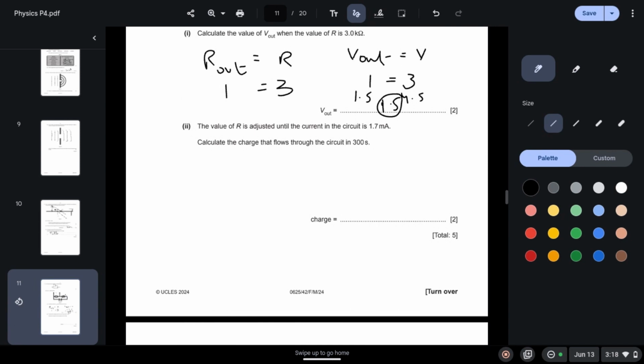The value of R is adjusted until the current in the circuit is 1.7 milliamperes. Calculate the charge that flows through the circuit in 300 seconds. So the formula for this is Q equals I T. I is the current, which is 1.7 × 10 to the power minus 3. T is your time, which is 300 seconds. So this comes out to be 0.51 coulombs.